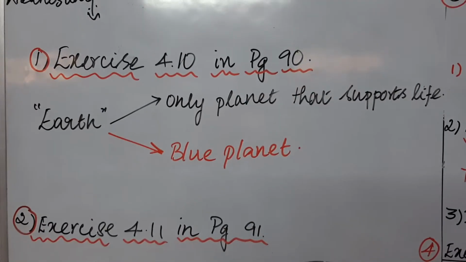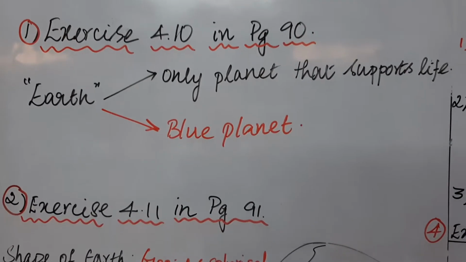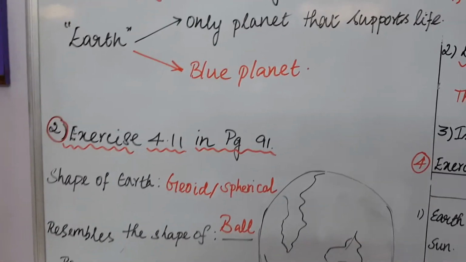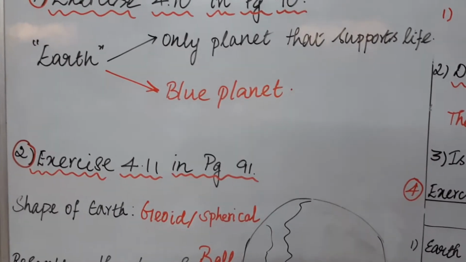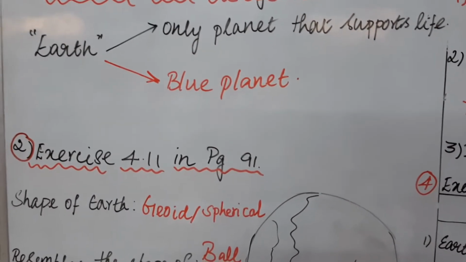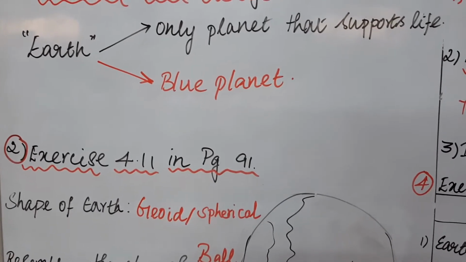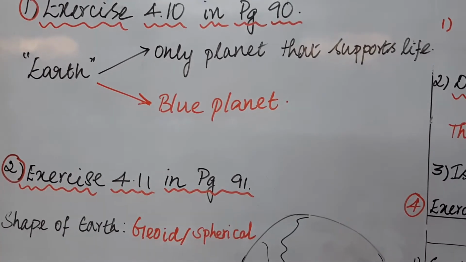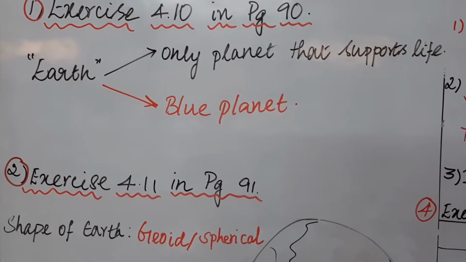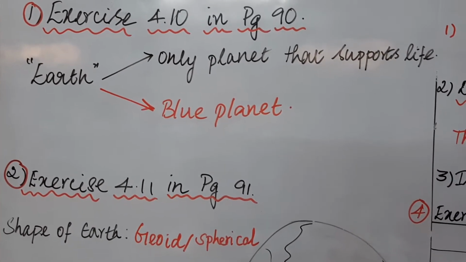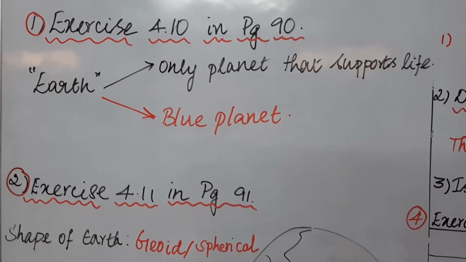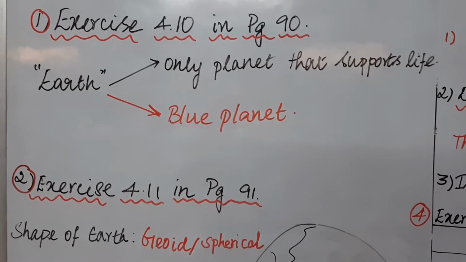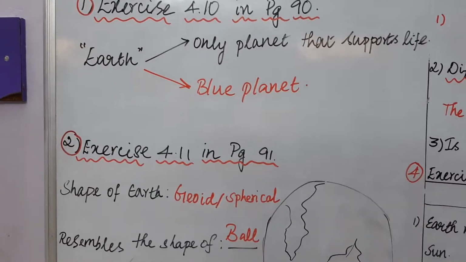Moving on to the next, we have exercise 4.11 on page 91. You are given an image of Earth from outer space. What is the shape of the Earth? Of course, the shape is geoid. We call the shape of the Earth a geoid. You will be studying it in the higher classes, as I told you before. It's flat at the top and bottom and bulging in the middle. So it's not a perfect sphere. Even though we call it a sphere, Earth is not actually a perfect sphere. That's why I have used the term geoid. It is flat at the top and bottom and bulging in the middle.